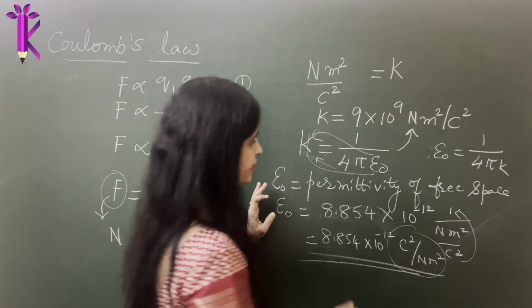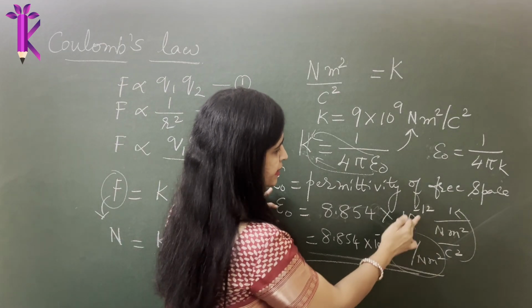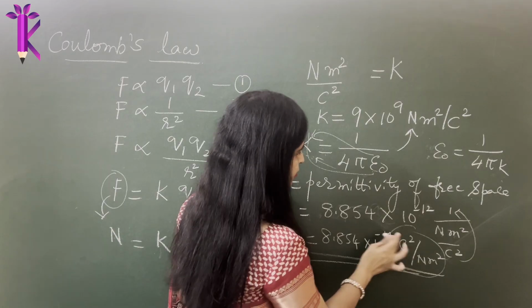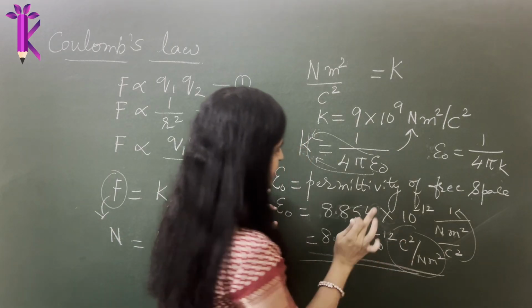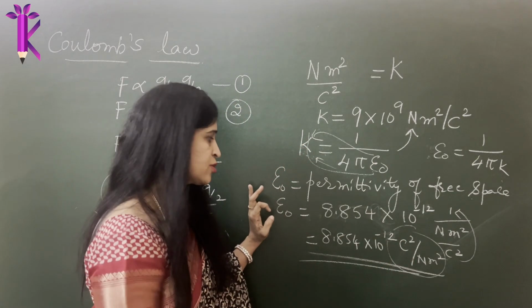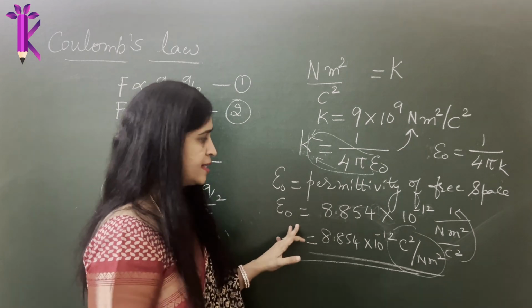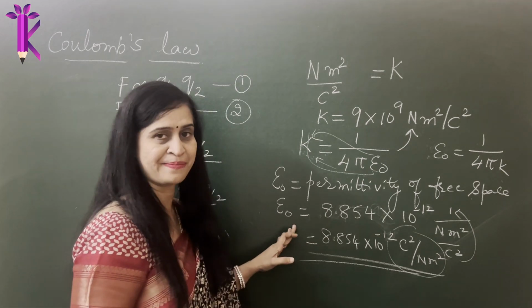So there was an error. It is not 10 to the power of 11. It is 10 to the power of minus 12. So this is 10 to the power of minus 12. Please make a note of it. That was an error. I have corrected it. So that is the value of permittivity of free space.